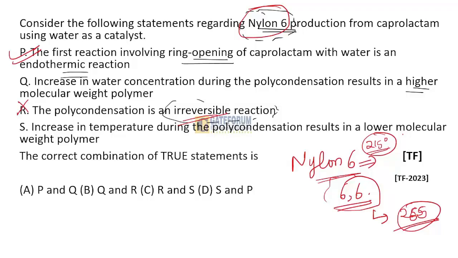And if it is a reversible reaction, then we can say that increasing the temperature leads to lowering of the molecular weight due to the breakage of chain. So molecular weight is reduced due to the chain breakage phenomena that happens in the nylon 6 production. So the higher molecular weight statement is wrong, the molecular weight is reduced, so lower molecular weight is the right answer, option P. And S is the right answer, so the correct option is option number D. I think it is very much clear.